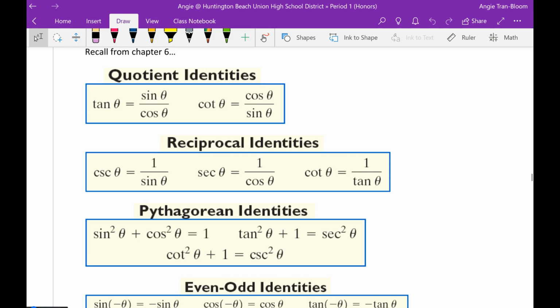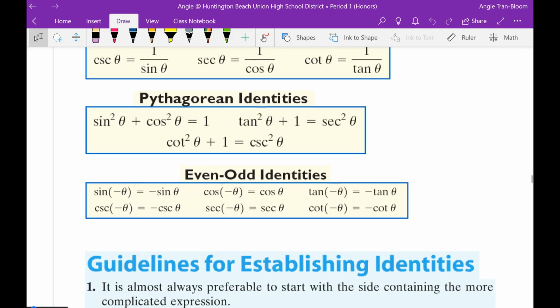Quotient identities. Okay. The word quotient means dividing. So tangent can be seen as sine divided by cosine. Cotangent can be seen as cosine divided by sine. So our cosecant, I can divide 1 over sine. Secant, 1 over cosine. Cotangent, 1 over tangent. Now tangent is also 1 over cotangent. These three identities right here, the Pythagorean theorem identities, are probably the most important. We use that a lot lately, haven't we? To solve and substitute.